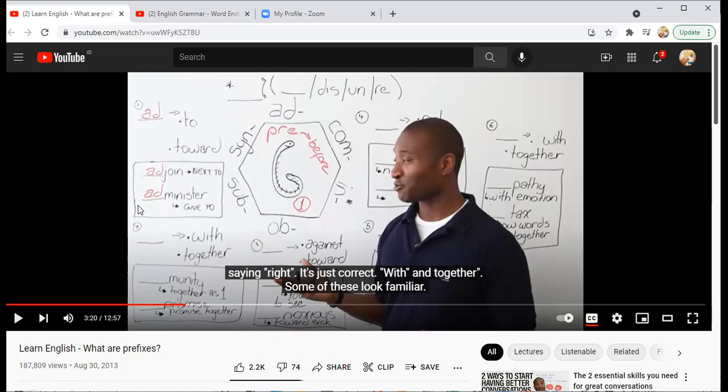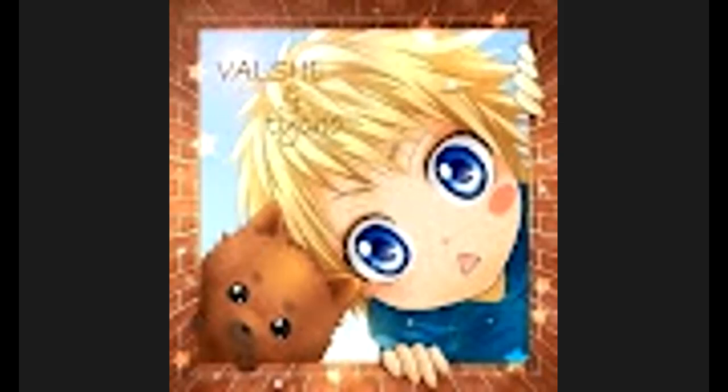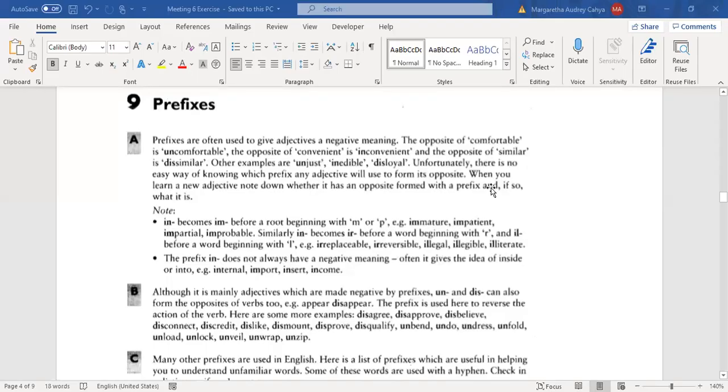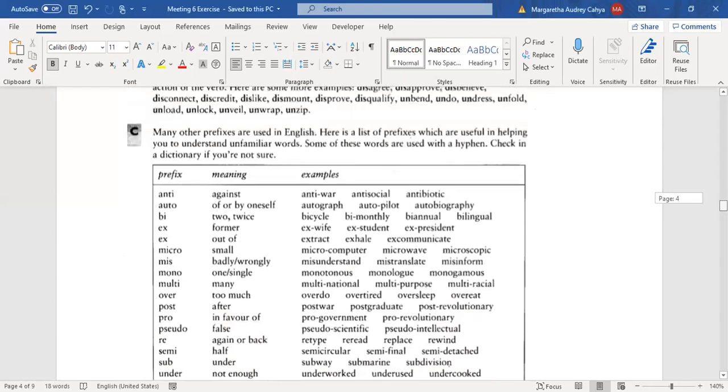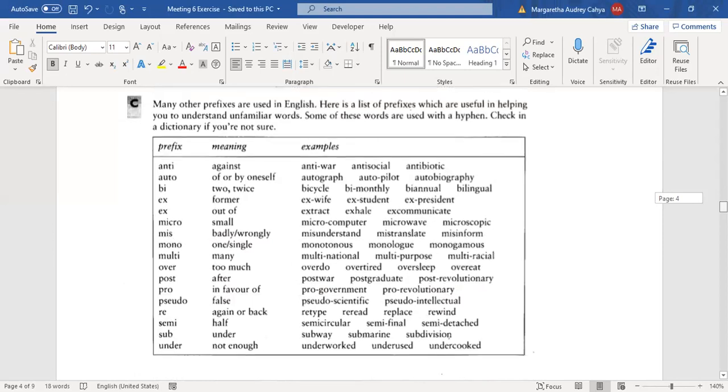And then what other words could use add? Let me see. Let's stop sharing. Is there any word here? Oh, nope. As you can see, there are many more words, right?